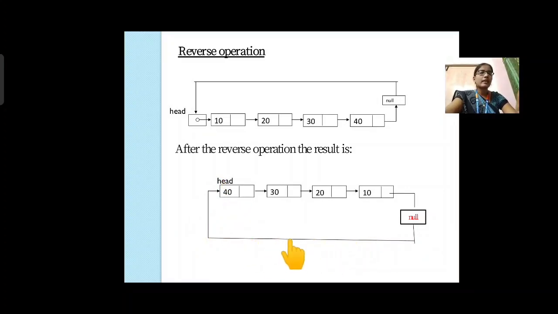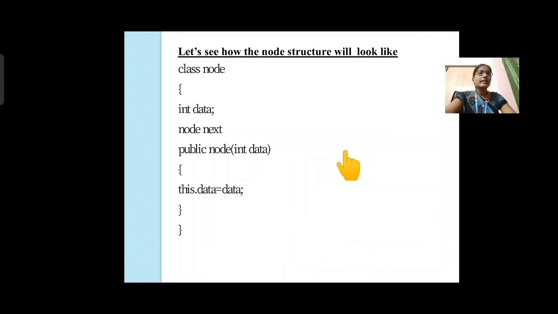Okay, in circular linked list. Next, let us see how the node structure will look like. Class node. In circular linked list, node contains two parts. One is data part, another one is address part. That means next part. Okay. Next, public node function, int data open, this data equal to data, and close. Okay. Node contains two parts, data part and next part. Data means 10, 20, 30 are the data. So this is the node structure of circular linked list.